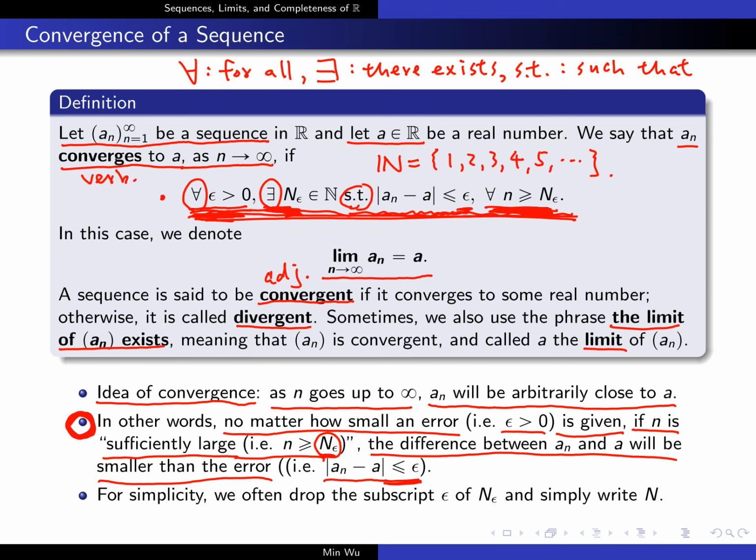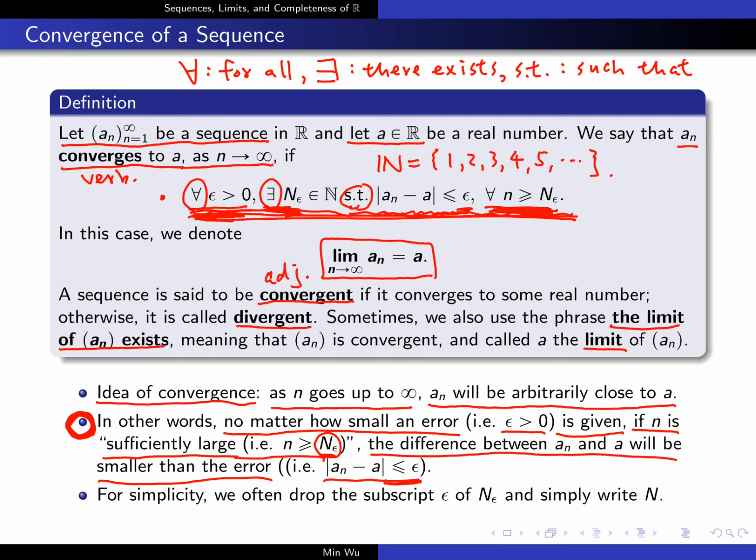sequence. So notice that in this definition we define the concept of convergence: a_n converges to a as n goes to infinity if the following logical statement is true. We also introduce a notation, limit as n goes to infinity of a_n is equal to a. And we also define the adjectives convergent and divergent, then the phrase "the limit of a_n exists", and the limit of a convergent sequence. If a_n is convergent, then the place where the sequence converges to is called the limit of the sequence. All right.